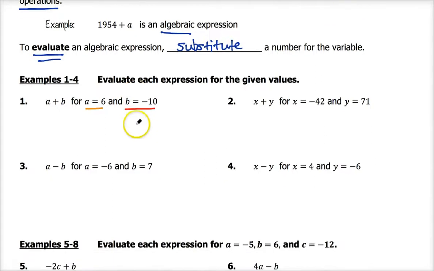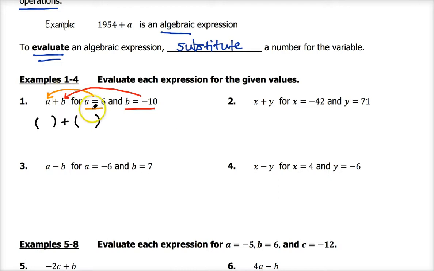So the way we do this is we simply substitute what we're given for a, in this case 6, in for where we see the a, and then we substitute the value we're given for b, in this case negative 10, in for where we see the b. And we substitute inside of parentheses. So watch what I'm going to do. I'm going to replace a and b with a set of parentheses each. So I have a set of parentheses where a was, plus a set of parentheses where b was.